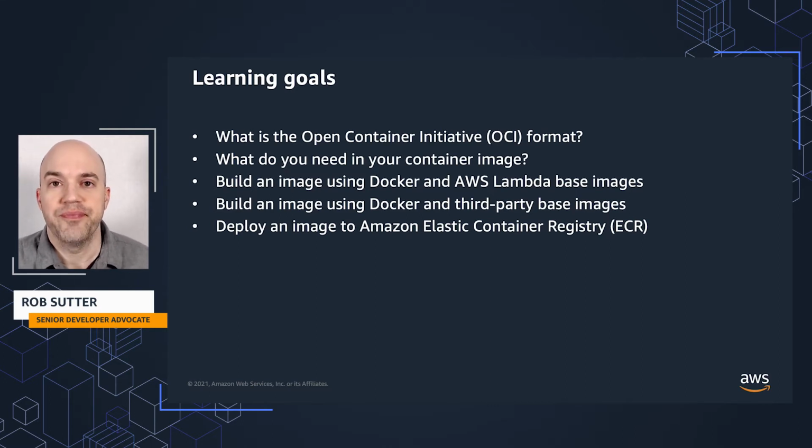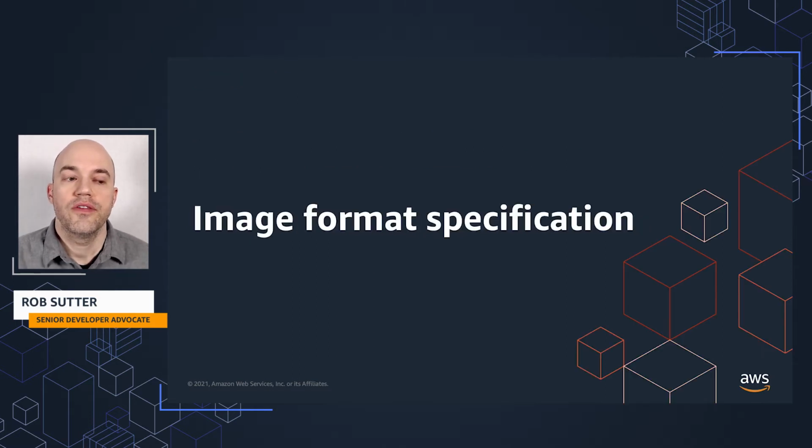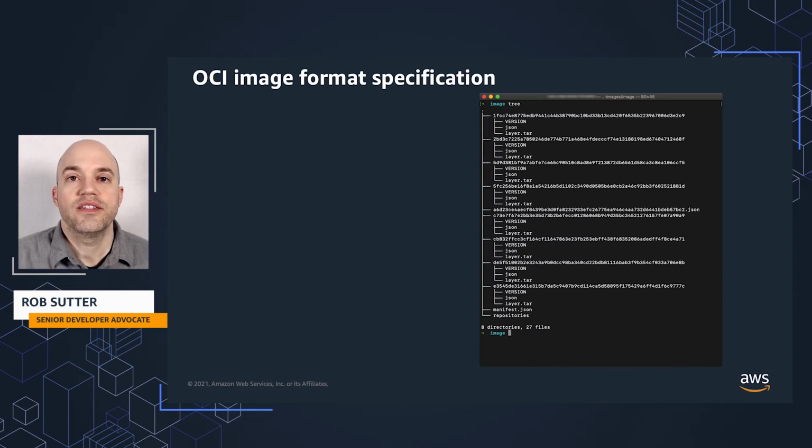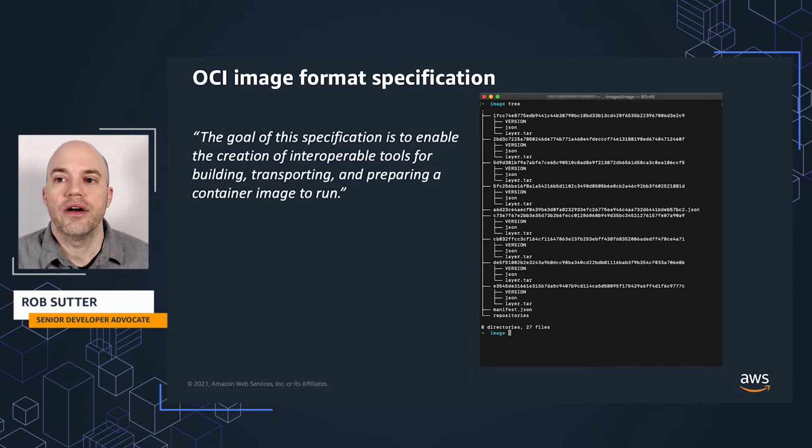So let's get started. First, the OCI image format specification. What is it? It's a way of packaging file systems and containers into a single file archive that's universalized to run on different platforms. Now, it's important to know that the OCI image specification doesn't mention anything about how those images are used at runtime. It's simply a definition of the packaging format. And the goal of that format is interoperability.